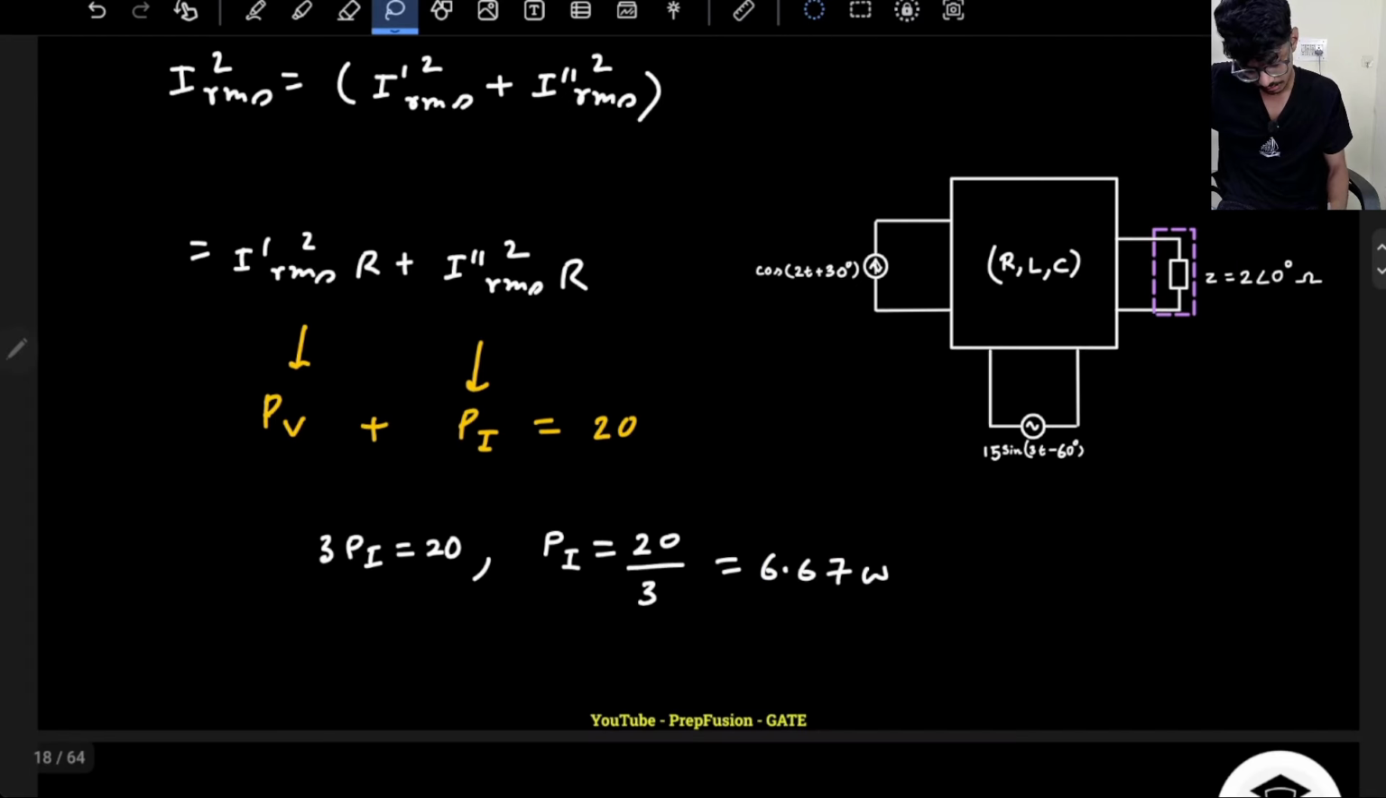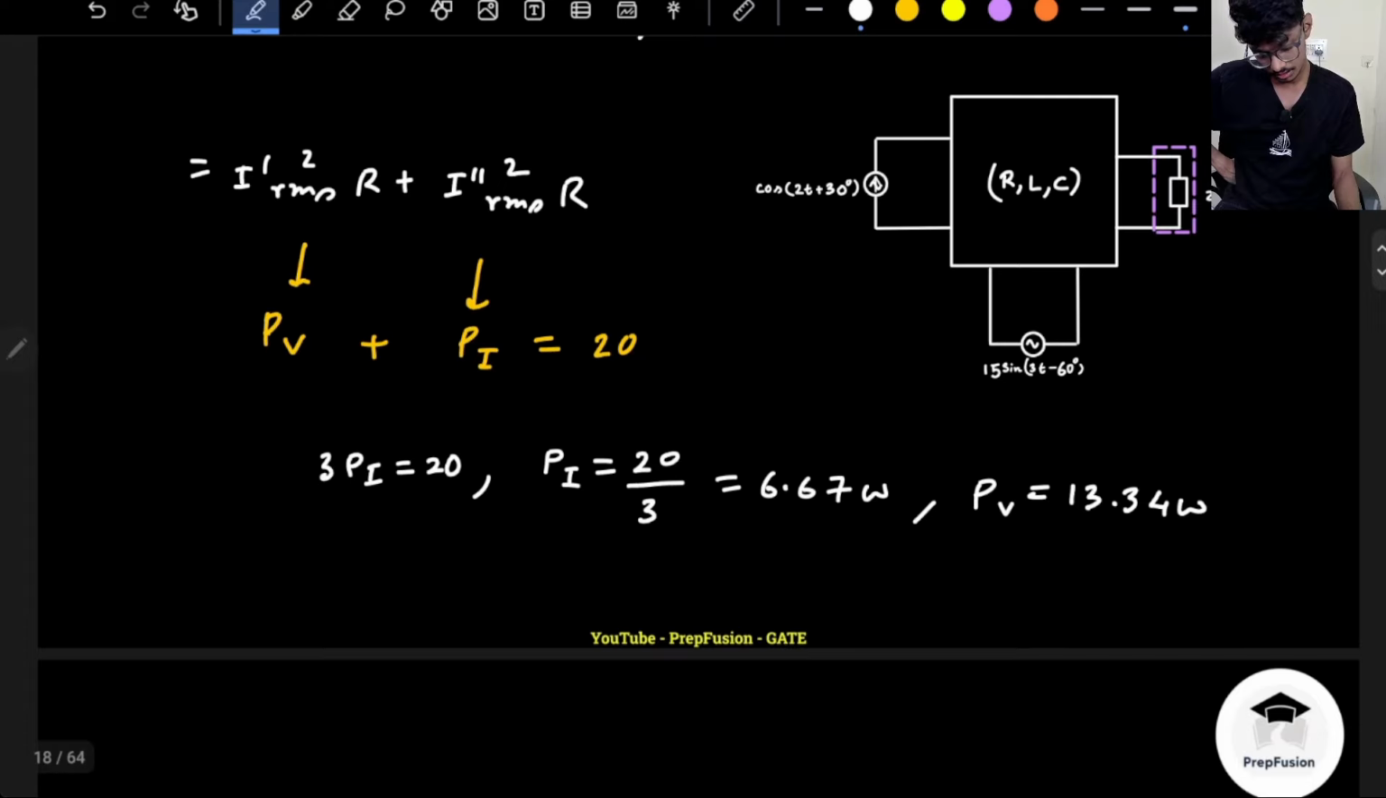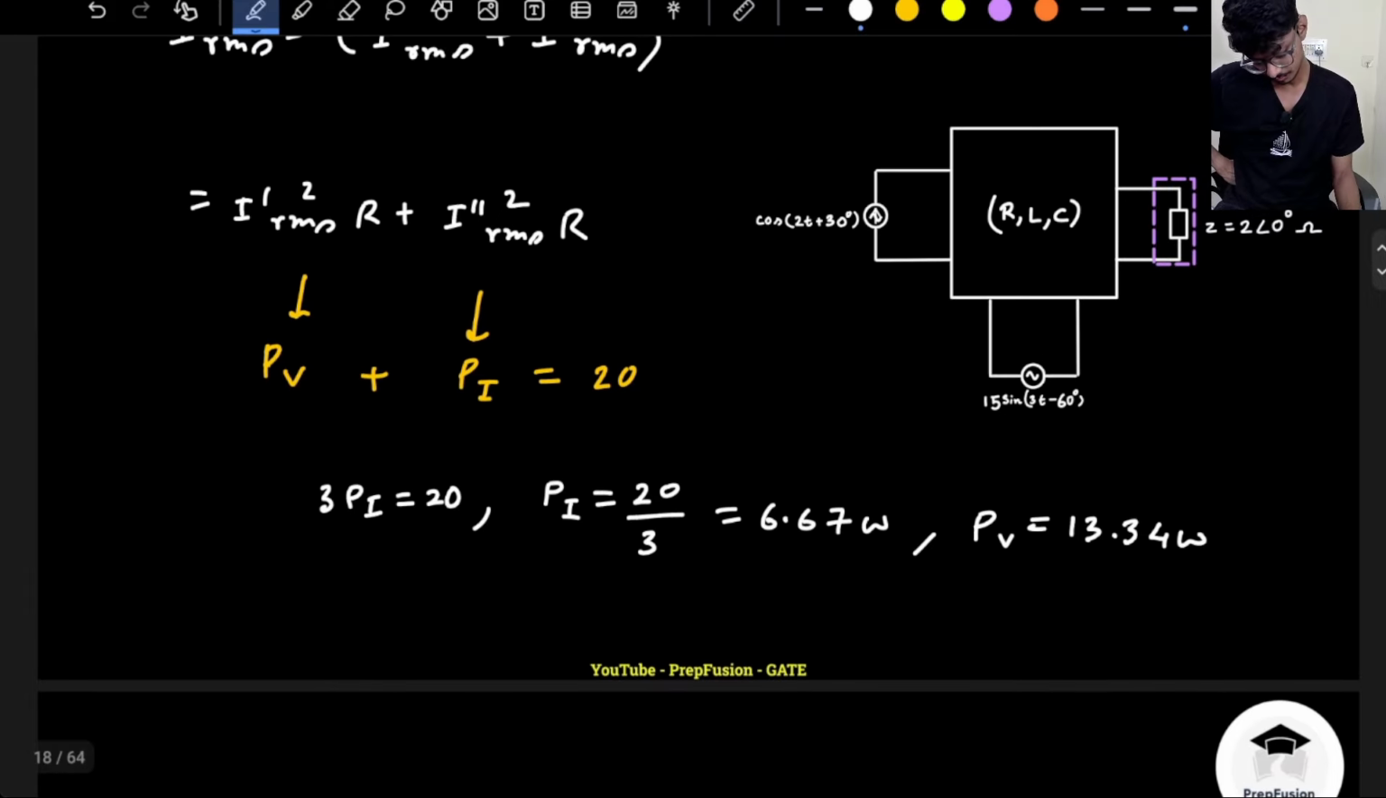Okay, and what is your PV? PV will be twice of this, so it will be 6.67, so 40 by 3. 40 by 3 I think is somewhat 13 point something, right? 6.67 into 2, 13.34 watts. Okay, so PV and PI is this value.